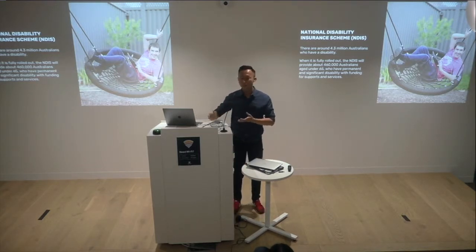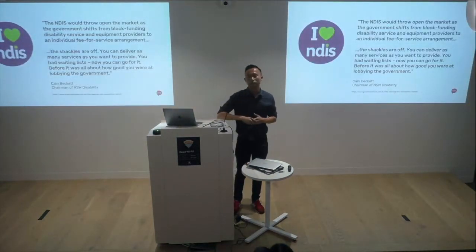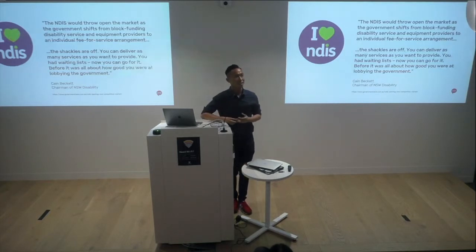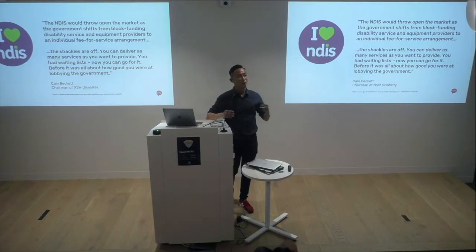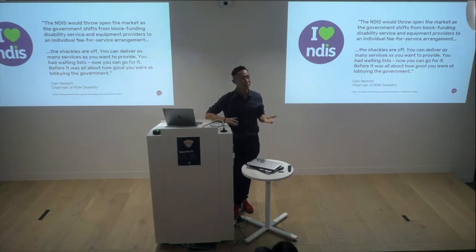the people's hands. And so this quote is something I found that explains it really well. What the NDIS did, this is back then before it started rolling out, would throw open the market as the government shifts from block funding services to an individual fee for service arrangement. So the idea is that the shackles are off. These organizations who provide these services can deliver as much as they can provide, essentially. And so instead of having waiting lists, now you can go for it.